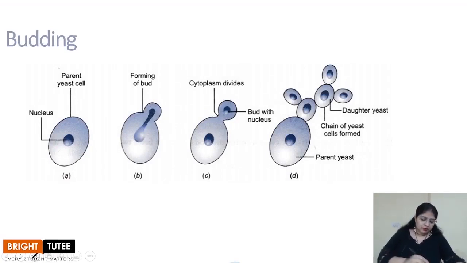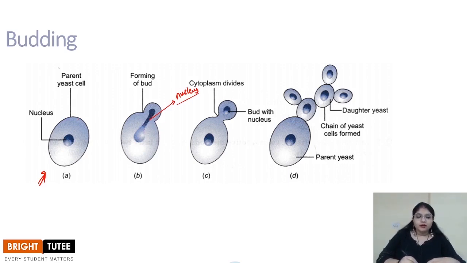What happens when the yeast is completely grown? This is the parent cell, it has a nucleus. Once it is completely grown, it starts forming a bud in this way, where you can see the nucleus is elongated. Why is it elongating? So that it can be divided into two parts.